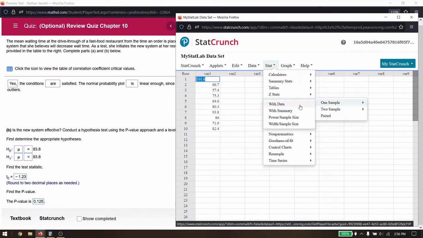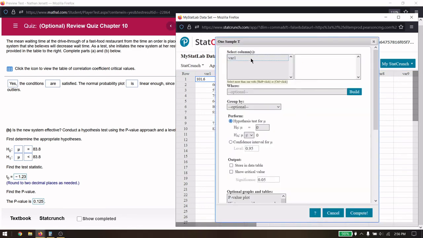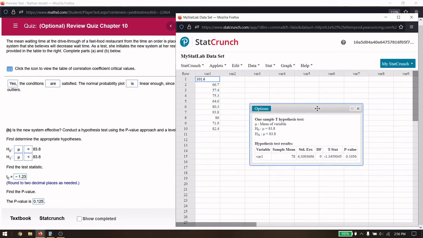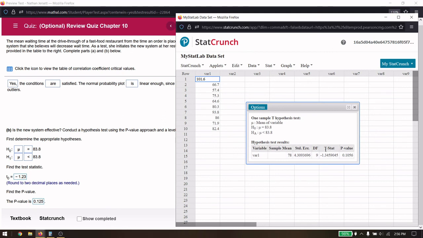One sample. I might have hit Z stats. That might have been the problem. But 83.8 is less than. And when I do it this second time, I get a different T stat. So I'm guessing I clicked something instead. I didn't see it say T or Z. But the test statistic here is negative 1.35.